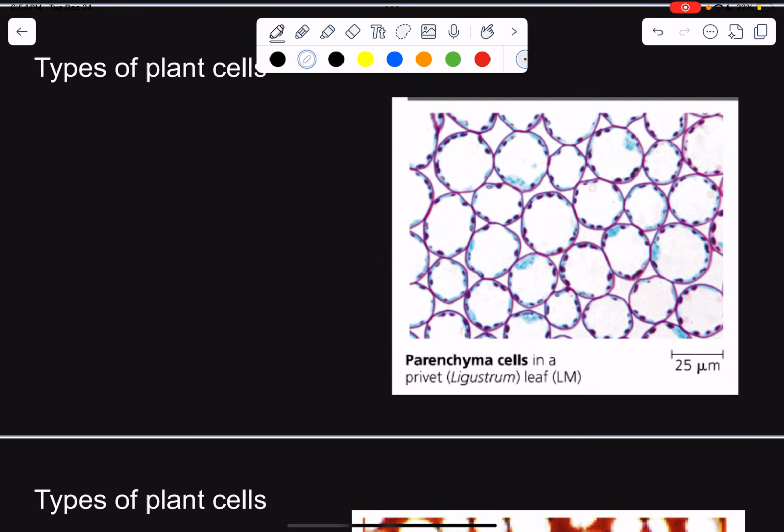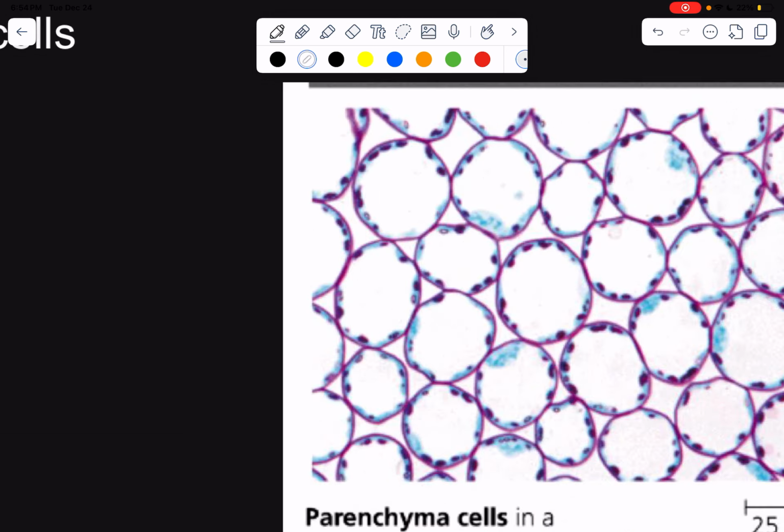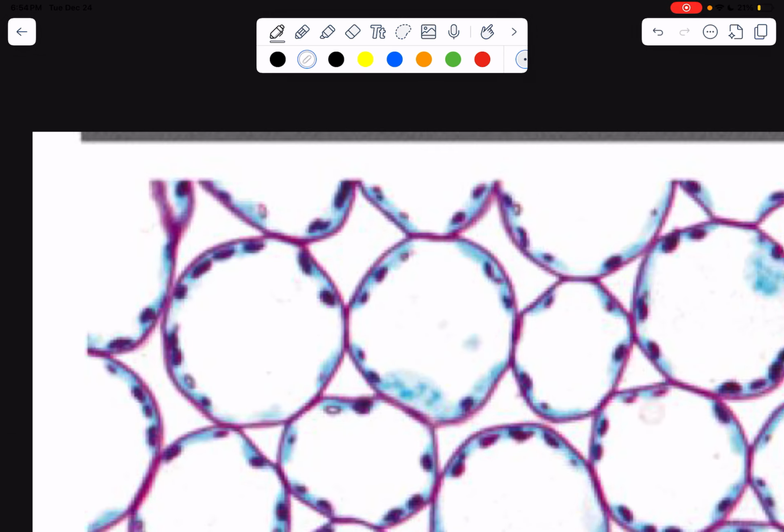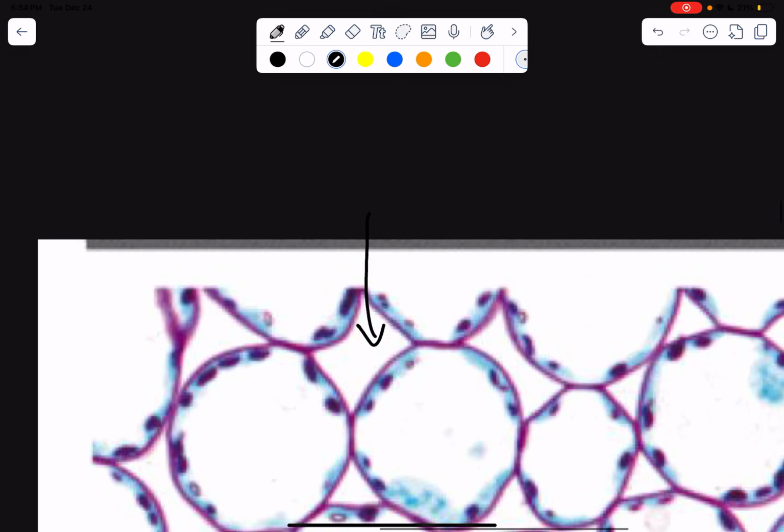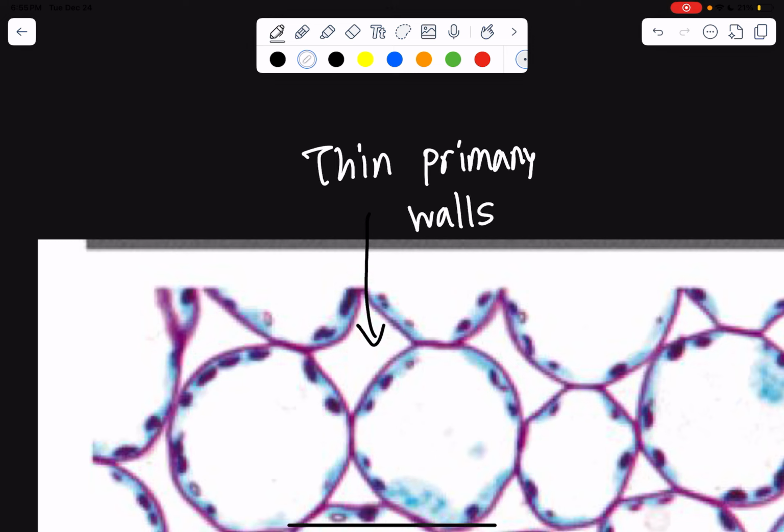Parenchyma cells have primary walls that are relatively thin and flexible. So you can see here, in comparison to the ones you'll see later, these are very thin. And notably, they don't have a secondary wall either. So when mature, parenchyma cells generally have a large central vacuole.